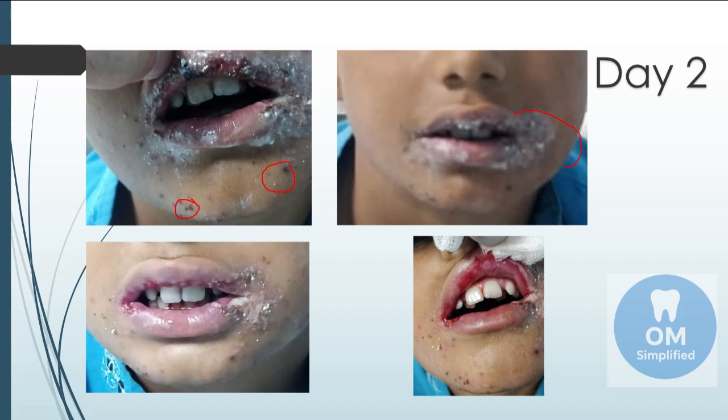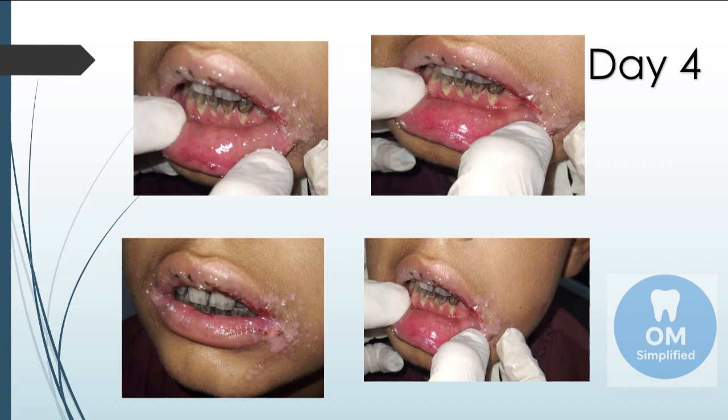For a virus like HSV, the first infection usually lasts for 1 to 2 weeks. 14 days is its time, but if the patient is immunocompromised, that can go further on. So it can be pushed to 3 weeks as well. But thankfully, this patient came to us at day 10, and this was day 12 for the patient. Following the treatment, he gradually showed improvement.